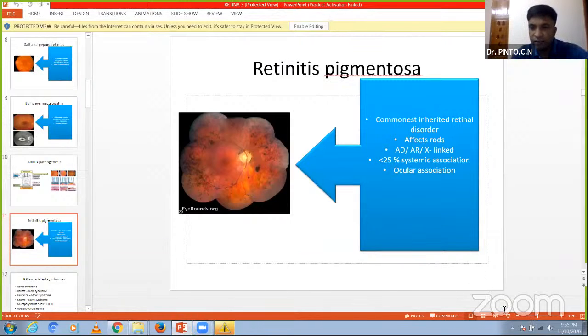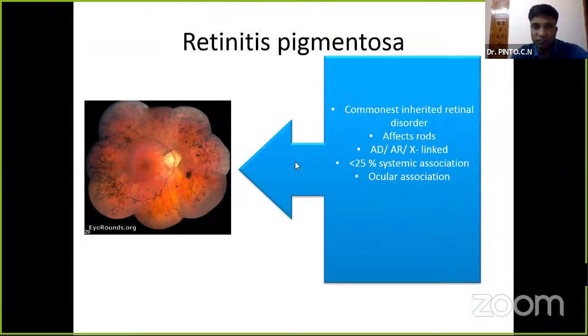And if you look at the fundus photograph, the vessels will be narrower than the normal fundus. Okay. And along with that, the optic disc, which is normally pink in color, will be waxy and pale in color.